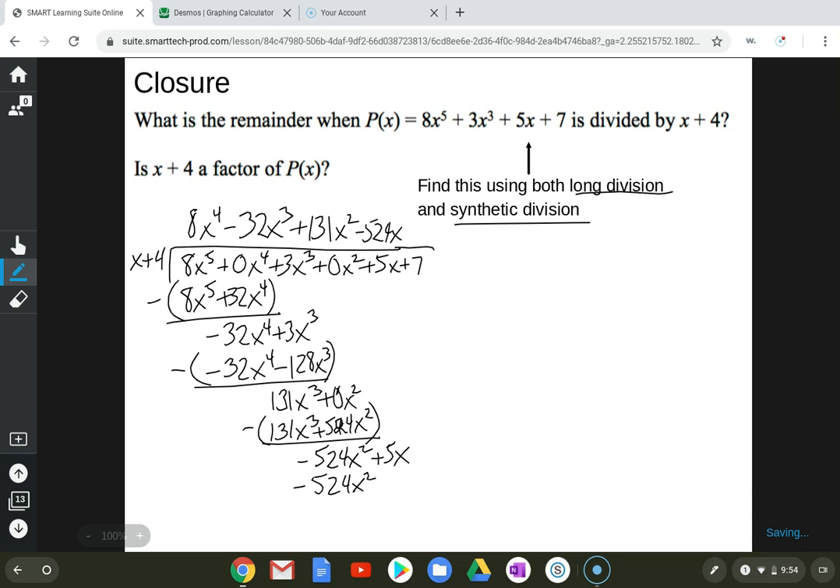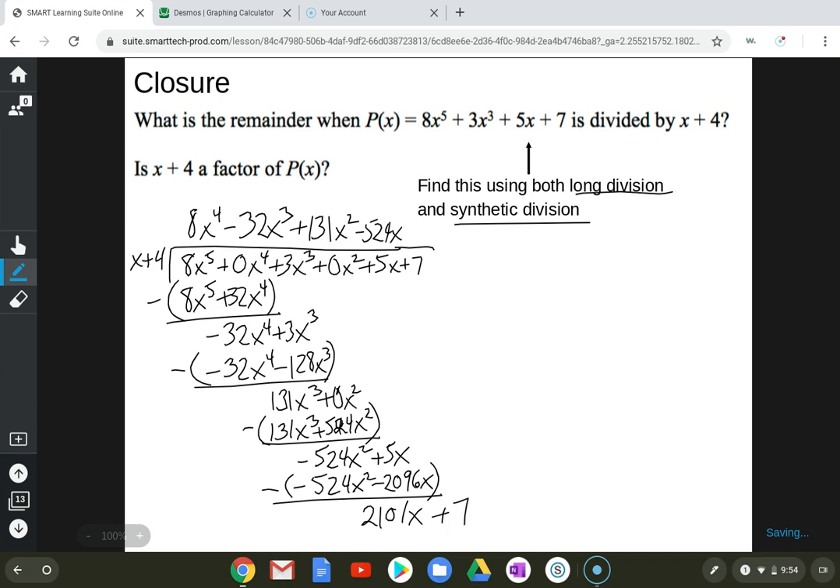First of all, it's going to be negative. 2,000 plus 80 plus 16, so 2,096x. Subtract down, and we end up with 2,101x plus 7. Crazy problem.